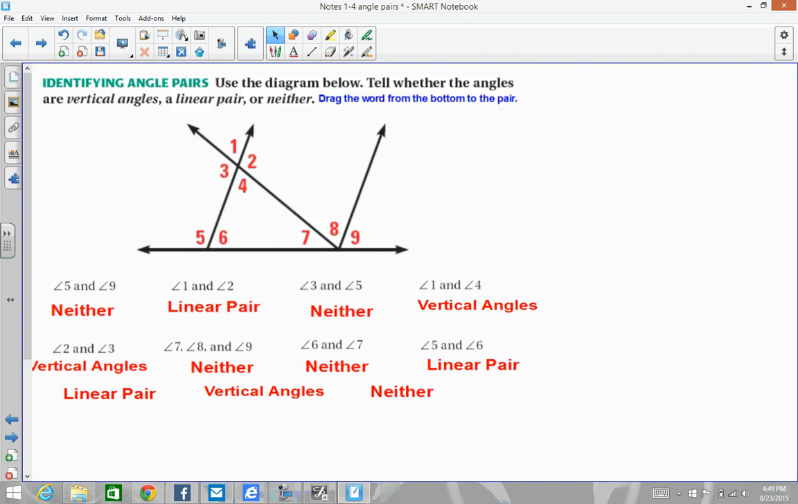Now, you may have gotten some of these wrong. If you did, I'll bet you might have gotten this one wrong. You might have put linear pair there, but let me remind you, a pair is two angles. It's not a linear triple, it's a linear pair. Okay, so watch out for those. Those are good things to practice with.